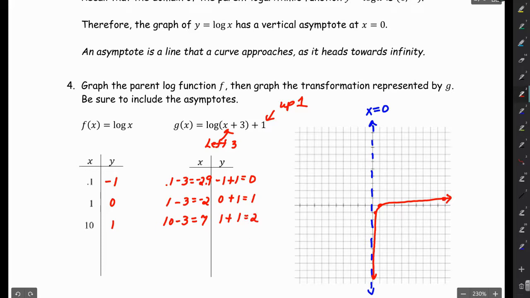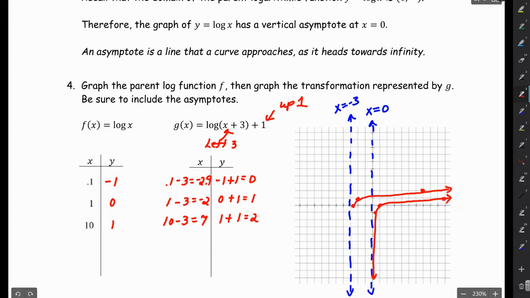And now I'm going to graph those points. Now, since the entire function has gone left 3, it means that my vertical asymptote has also gone left 3. So I have a vertical asymptote at x equals negative 3. So let's sketch that in, and then we'll draw in our graph.